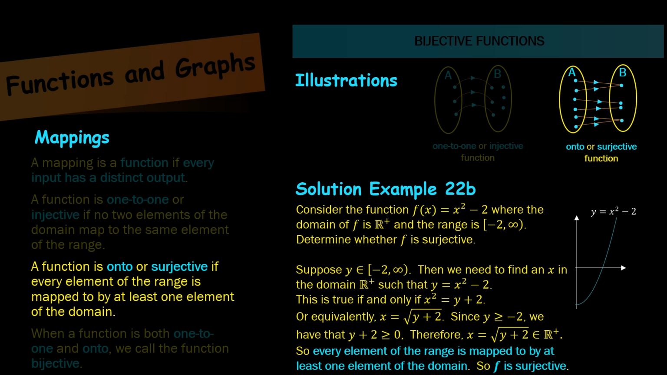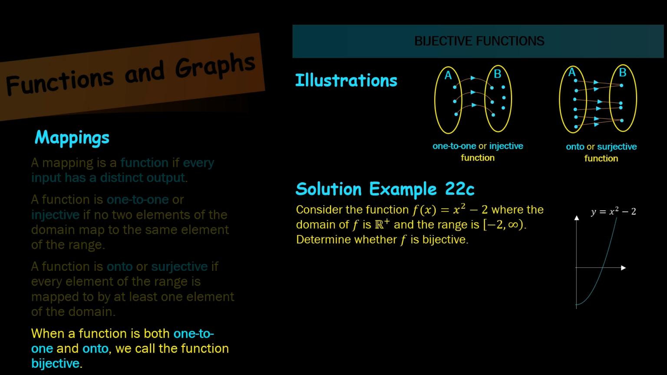And finally, for part C, we are required to determine whether f is bijective. From part A, we know that f is injective. From part B, we know that f is surjective. In other words, f is both one-to-one and onto. Therefore, from the definition, we can conclude that f is bijective.